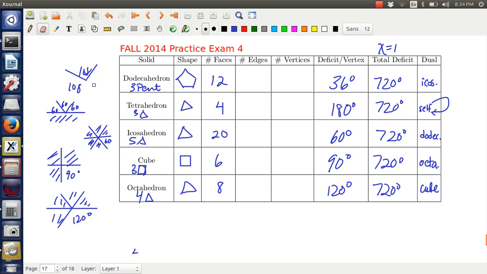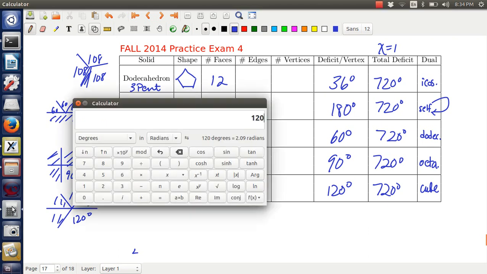I guess this is a little inconsistent. It's very hard to draw 108 degree angles. So I'm going to make this the missing wedge, the missing 36 degrees, and then this is 108, 108, 108. Okay, now you have little schematics for what each of these vertices look like before they're folded up. Now if we have the deficit per vertex, and we have the total deficit, then we can find out how many vertices we have, right? So let's do 720 divided by 36 equals 20.